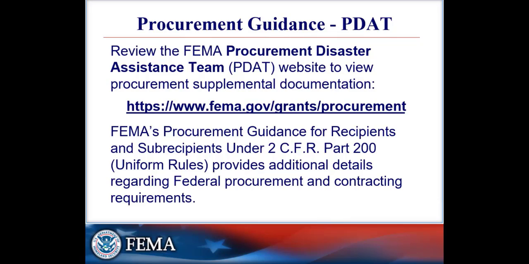Additionally, FEMA has more information about procurement available on its website at www.fema.gov/grants/procurement. Here you can learn more about procurement guidance, as well as FEMA's procurement disaster assistance teams who are available for additional procurement support.